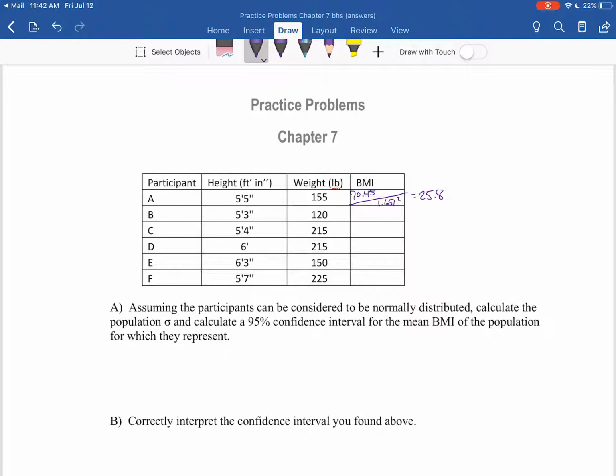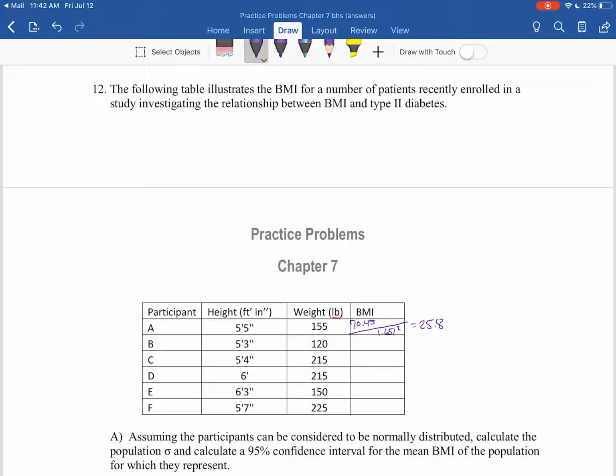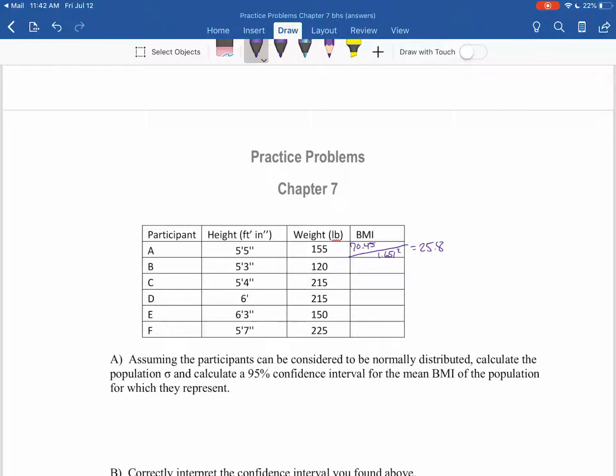So here we have, where's our paragraph? The BMI of patients recently enrolled in a study, and we need to calculate BMI given feet and inches and weight. Once again, this is all just practice for conversions. Going forward, the more you practice them, the better you become.